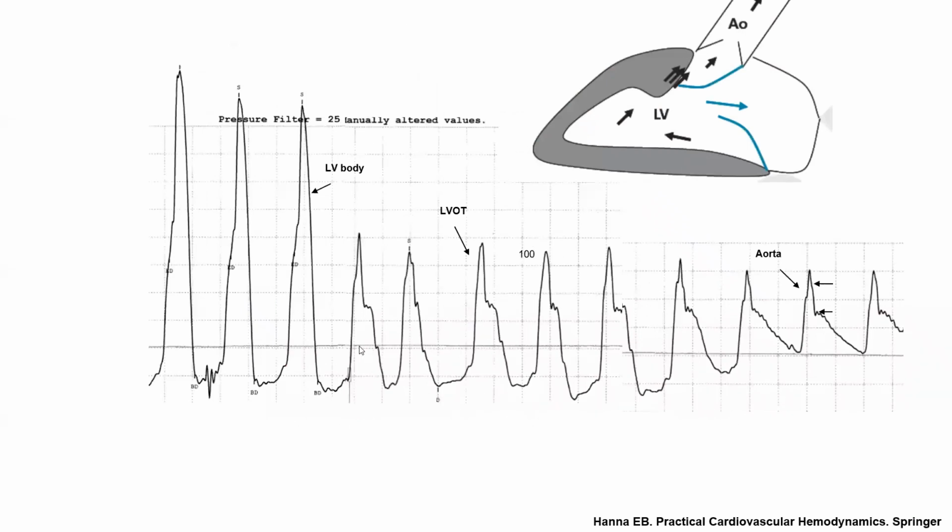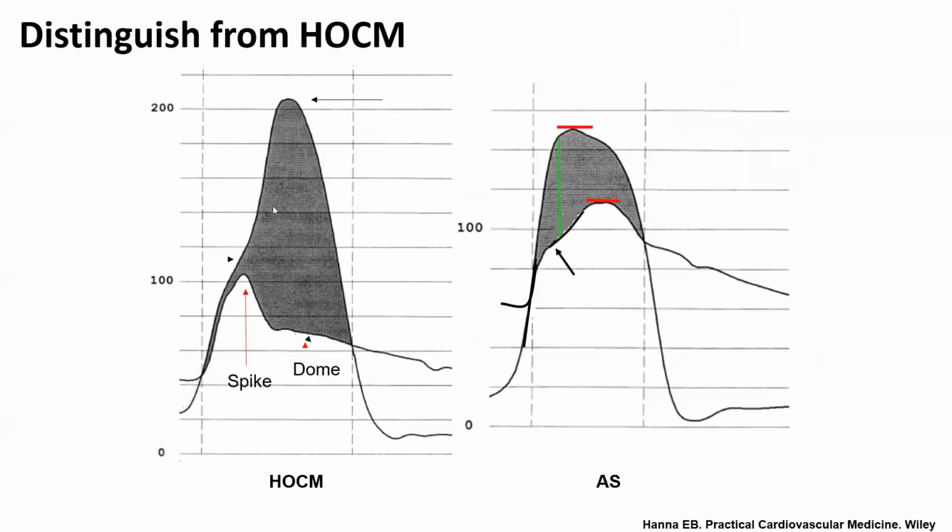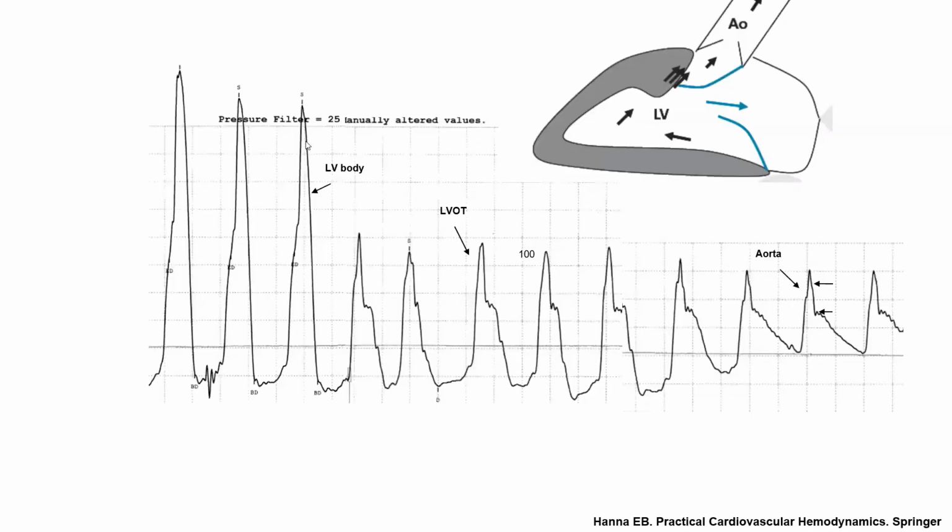So this is another illustration of HOCM. So you can see here, we have a catheter in the LV, and we're pulling it back all the way into the aorta. So this is the catheter in the LV body. We're pulling it back into the LVOT, and you notice the dramatic drop in pressure. Importantly, you notice the change in morphology. So the pressure in the LV body has that late peaking dagger shape. So it looks like a knife. Imagine it. It's exactly like a knife. Remember that morphology.